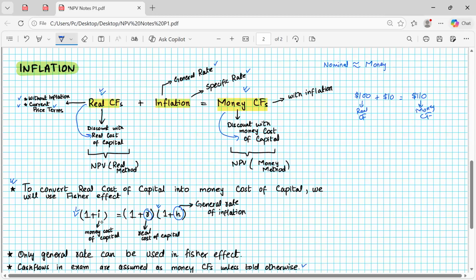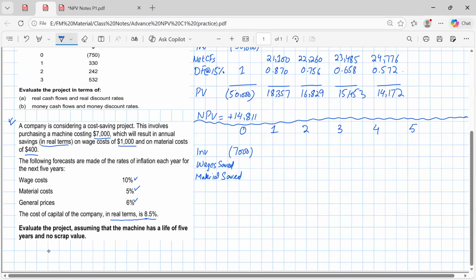This is the formula that is given to you: 1 plus i equals (1 plus r) times (1 plus h). 1 plus i, where i means money cost of capital, which you need to calculate. 1 plus r, where r means the real cost of capital. What is the real cost of capital in this question? 8.5%. So 1 plus 0.085, times 1 plus the inflation rate, the general rate of inflation. What is the general rate of inflation? 6%. So tell me the answer of this.